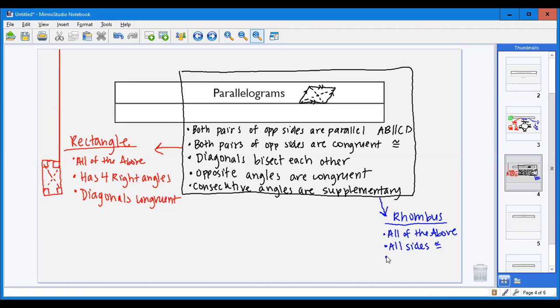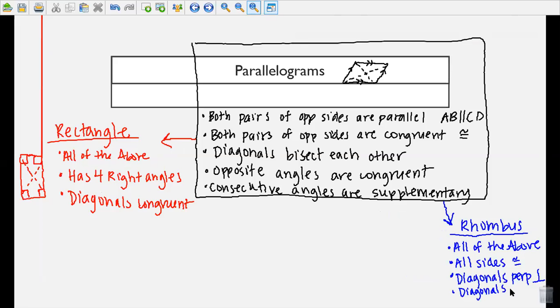All right, not only do the diagonals bisect each other, but they're perpendicular. All right, and our symbol for perpendicular is the upside down T. And the diagonals, I don't know if I can get this to fit. Guess I can make this bigger. The diagonals bisect opposite angles. So that's kind of a new one.